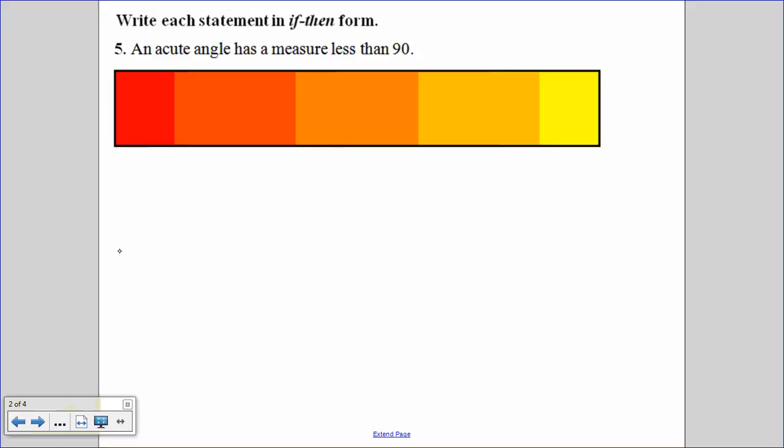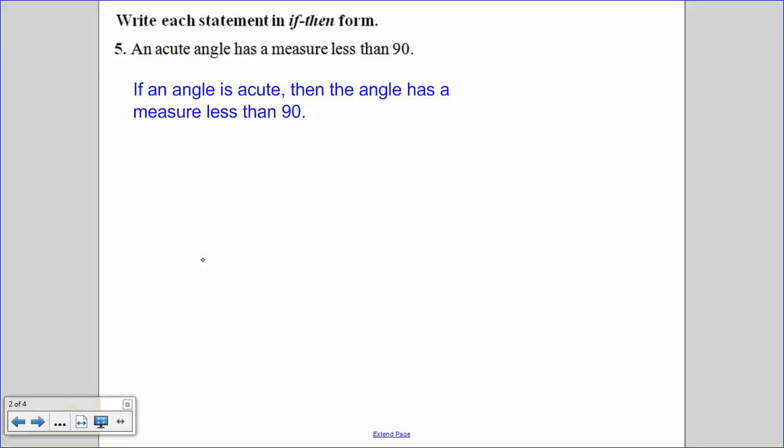In this section, they want you to write each statement in if-then form. An acute angle has a measure less than 90 degrees. In if-then form, you could say, if an angle is acute, then the angle has a measure less than 90.